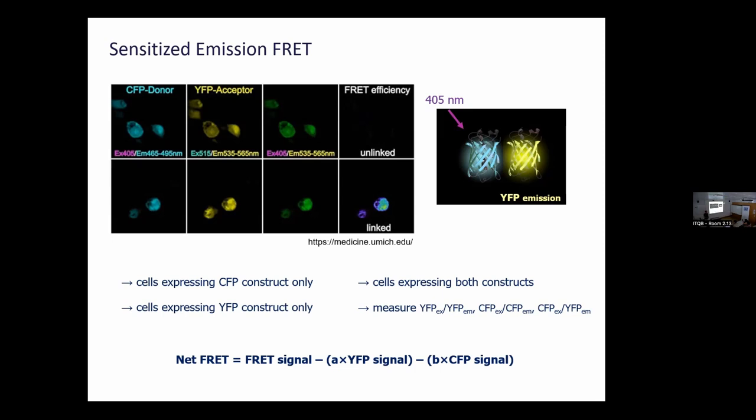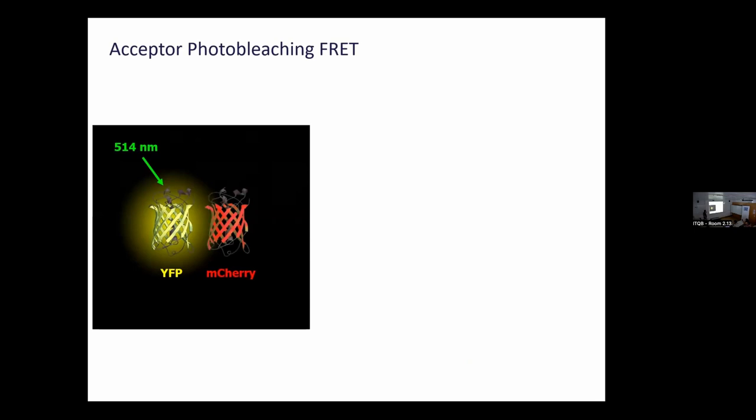Okay, so let's look at an alternative, which you can do on a confocal microscope, which is called acceptor photobleaching FRET. Let's go back to YFP and mCherry. You excite YFP, and if mCherry is very, very close, because they are linked to two proteins that are interacting, part of the light will be emitted by mCherry because of the energy transfer between both of them. So how are we going to detect FRET?